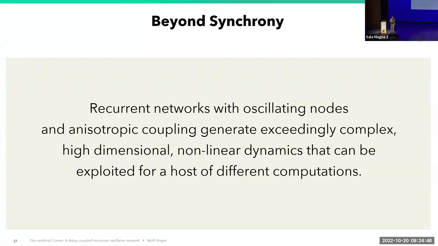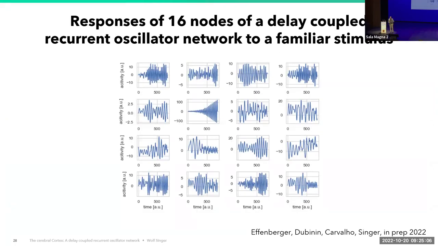And I want to take you beyond synchrony, because recurrent networks with oscillating nodes and anisotropic coupling generate exceedingly complex high-dimensional nonlinear dynamics, and these can be exploited for a host of different computations. I'll give you a few examples. This is in a network model that will be explained in more detail by Felix Effenberger. I will give you the coordinates of this lecture room later. This is what you see when you record also in vivo from these different columns: complicated oscillatory patterns, very hard to interpret. But I will give you interpretations a little bit later.